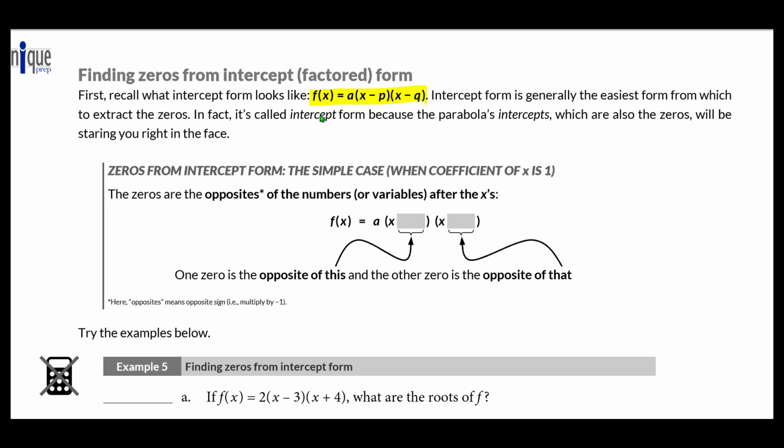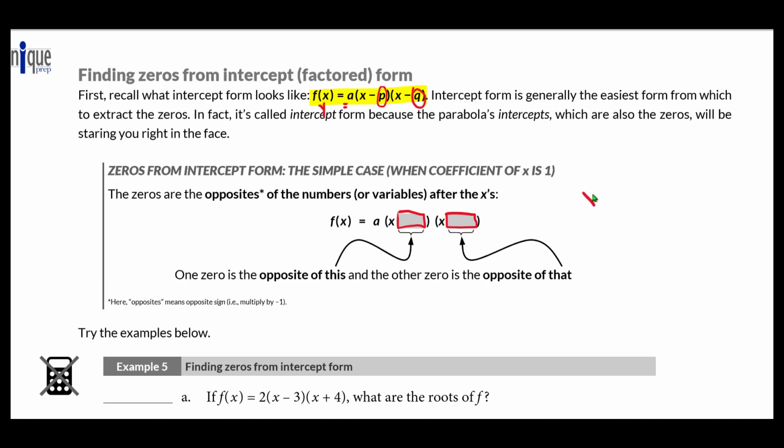is this: f of x equals a times x minus p times x minus q, same thing as y equals all of that stuff. Well, it just so happens that p and q are going to be the zeros or intercepts. So whatever is in this position after the first x and whatever is in this position after the second x, those are going to be your zeros. Technically, the opposite of those are going to be your zeros.